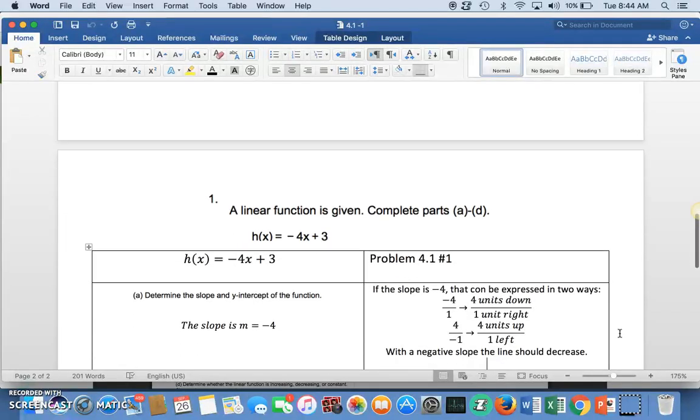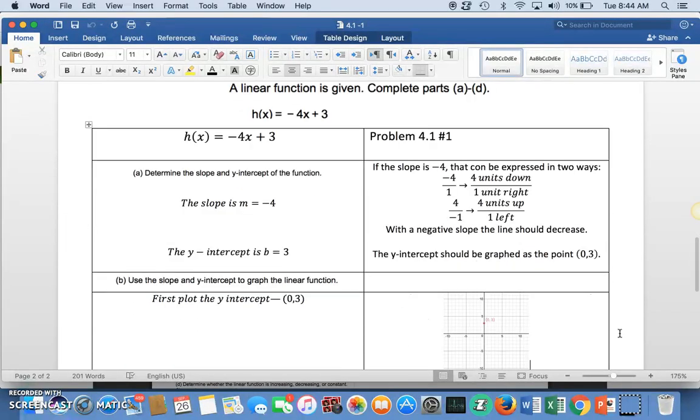Now, number one, a linear function is given, and they want you to do A, B, C, D. You're given this function, h of x is negative 4x plus 3. The first thing they want you to do is determine the slope. Well, your slope is the coefficient of the x term when it's in slope-intercept form, which it is, so that's negative 4. What does that really mean?